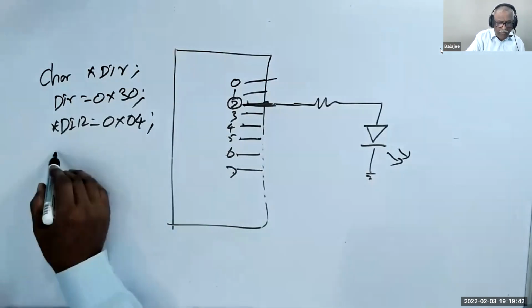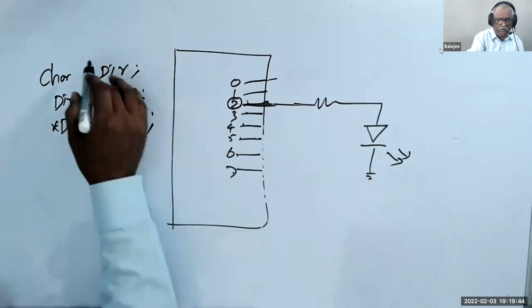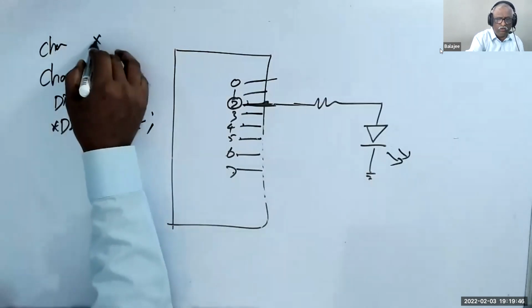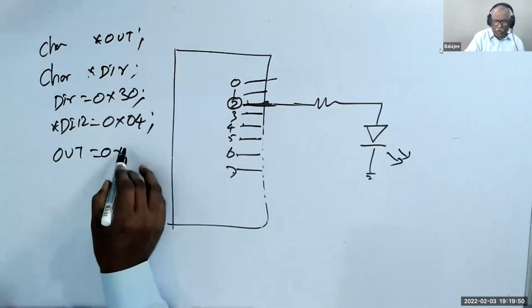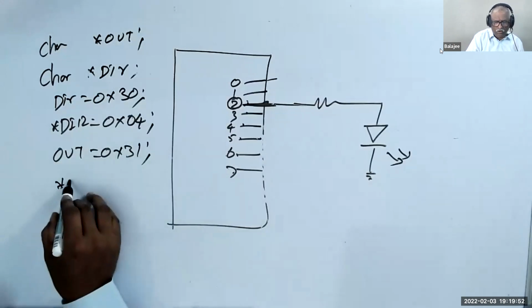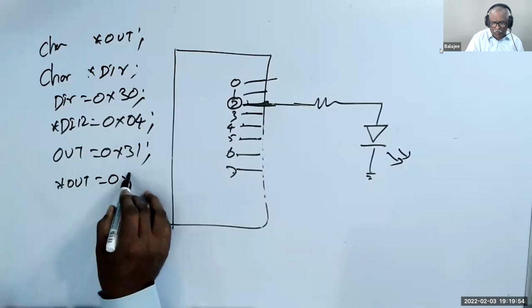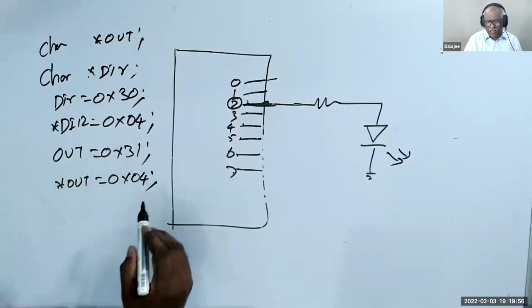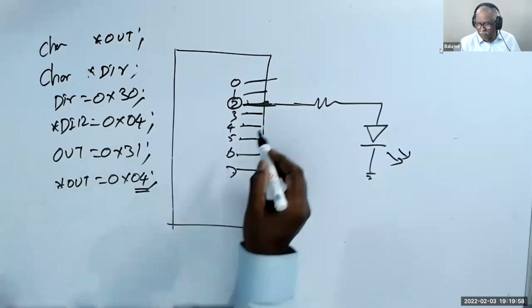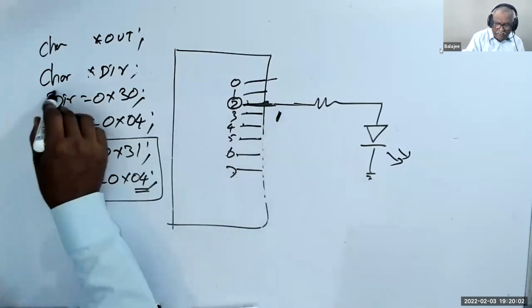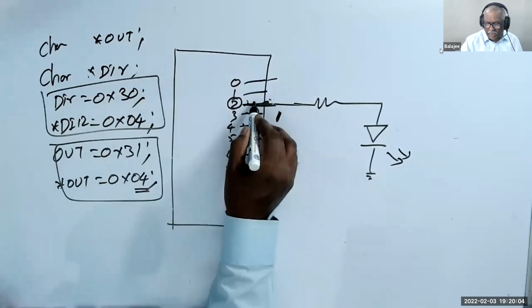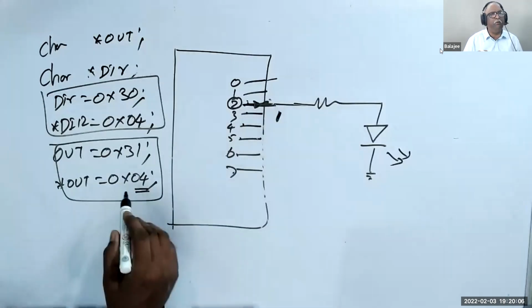Then I put star out. Out is equal to 0x31. Star out is equal to 0x04. Now, if I run 04, I make the pin 1. See, understand the difference. The DAR sets the direction. It is not actually outputting. But here I'm outputting.